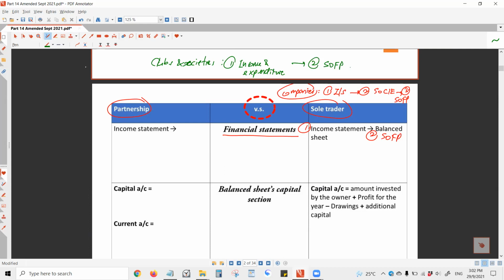Now partnership. Let's see this one. First one, you still prepare the income statement the same way as you usually do. And you can think of this like a hamburger. In between income statement and SOFP, you need to have 2 more extra things which you are going to learn. We are going to learn how to do this too. After you have prepared the income statement, you prepare something known as the appropriation account.